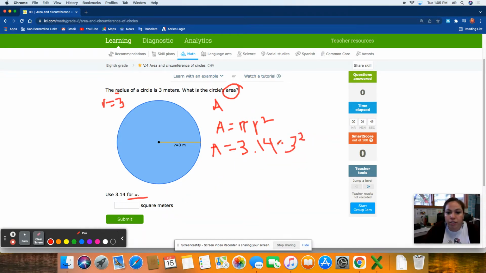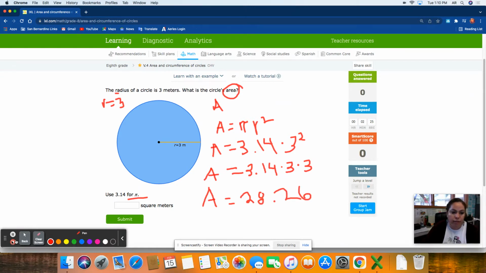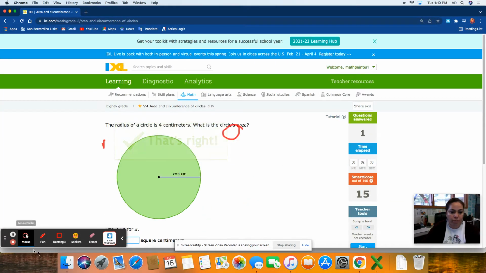The next part is just simplify. Simplify means if it's asking you to multiply, then you multiply. So area equals 3.14 times 3 times 3. On this problem, 3.14 times 3 times 3 is equal to area equals 28.26. All right, and we're going to put the answer 28.26. Correct.